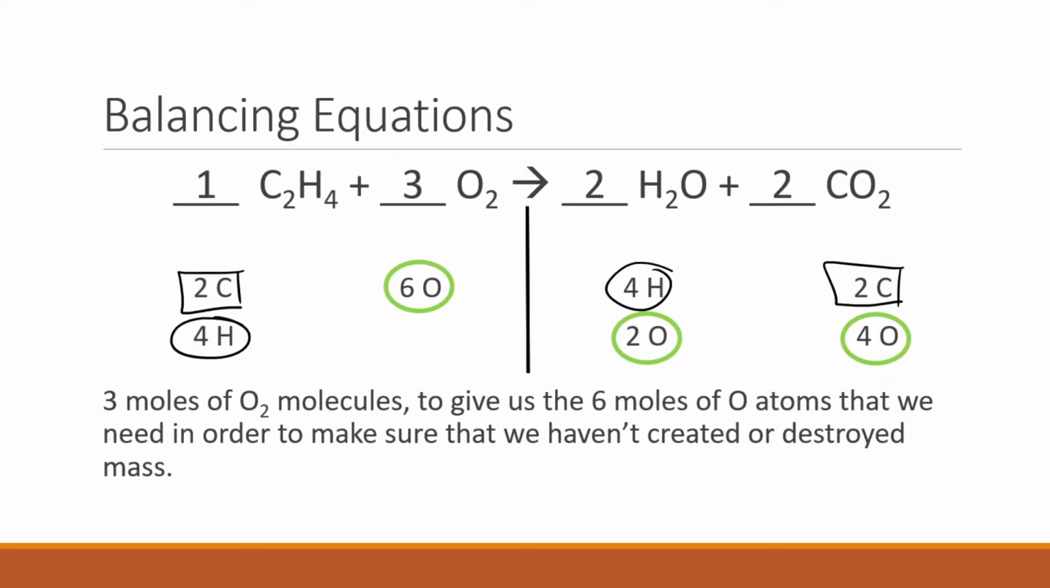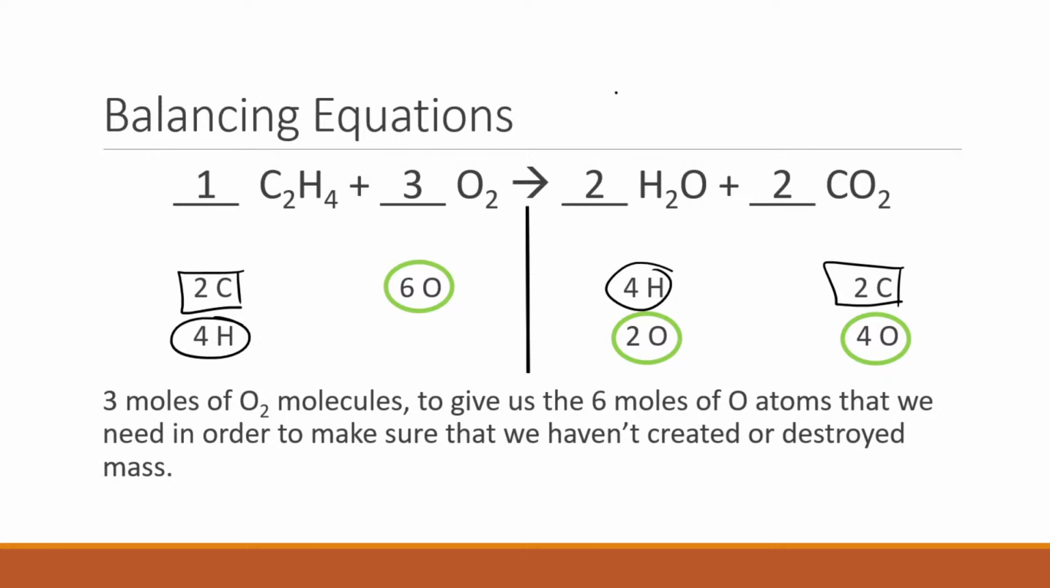An important thing to know about balancing equations is it must be, by definition, the smallest whole number ratio. Which means I could put a 2, a 6, a 4, and a 4. I could double all of these numbers, and it would still be balanced. I would still have the same amount of each atom on each side. But that's not the smallest whole number ratio. Smallest whole number ratio is what we started with here.